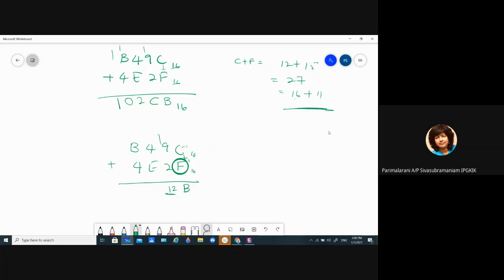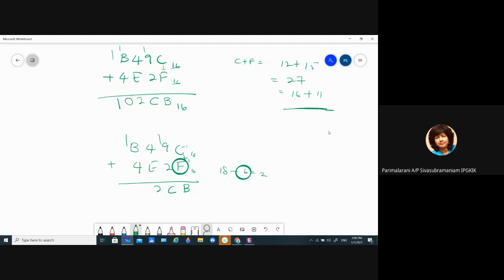But I cannot write 2 digits here. I must write a symbol here. So the symbol for 12 is C. Okay, and then the third column, E plus 4. E, we know is 14. 14 plus 4 is 18. So I can only write up to 16 here. Okay, so 18 minus 16 is 2. That means 2 here. This one group, I regroup up here.